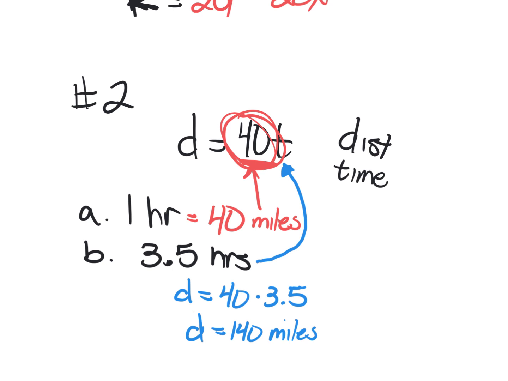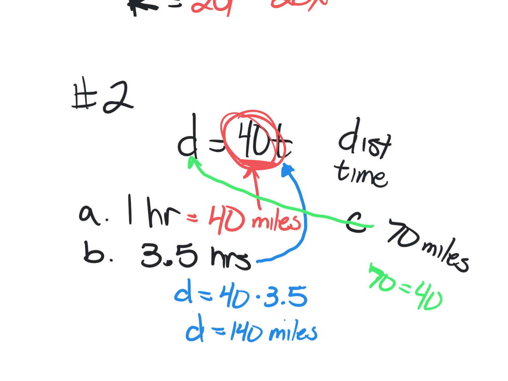Okay, and then letter C is going to say, how long is it going to take to go 70 miles? Okay, so miles is distance, so I'm going to take this and replace it where the D is at. So 70 equals 40 times T. Because the 70 is on the other side of the equal sign, we need to get T by itself. To get rid of multiply, we are going to divide. So we go 70 divided by 40. On my calculator, 70 divided by 40, I get 1.75 hours.